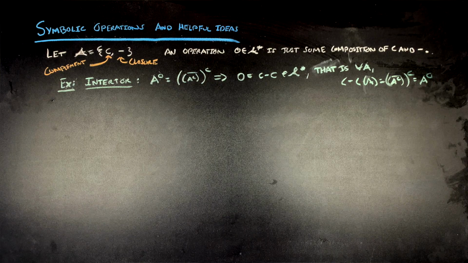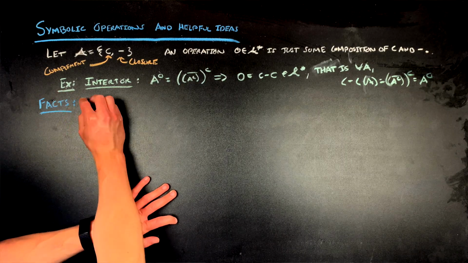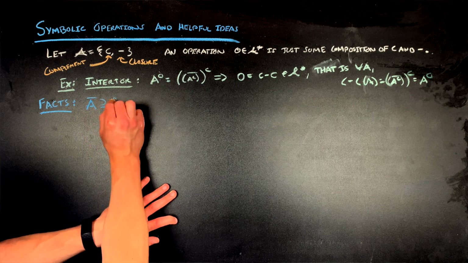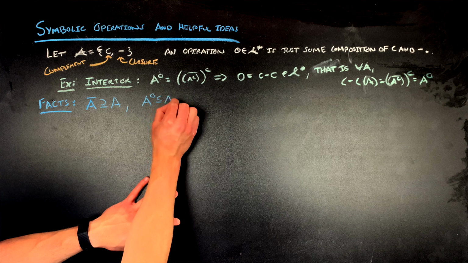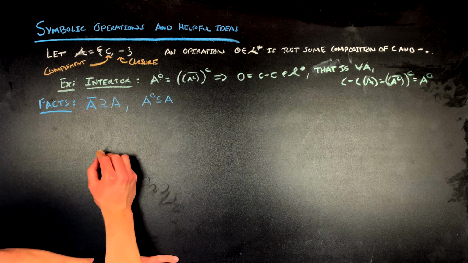and then the complement again. Now I need to throw some of those facts that I mentioned earlier at you. Each of these things would be a good exercise to prove if you want to get more familiar with how closure, complements, and interiors interact with each other. So here are some facts. The closure of a set always contains the set that you started with. The interior of a set is always contained by the set that you started with.